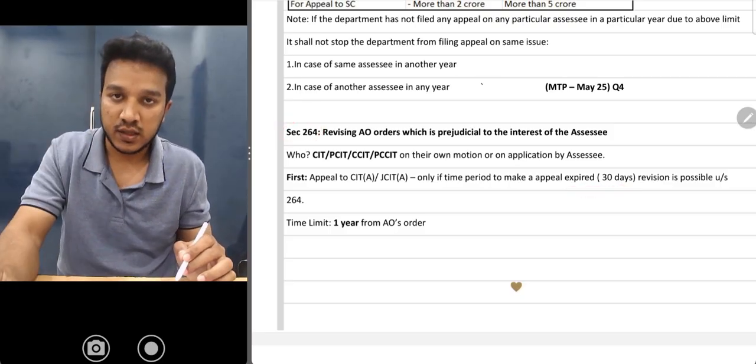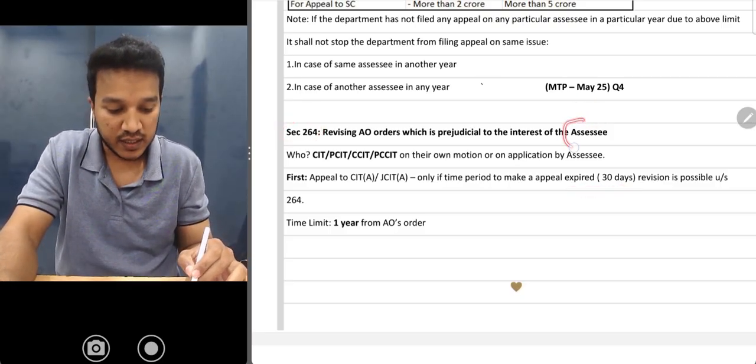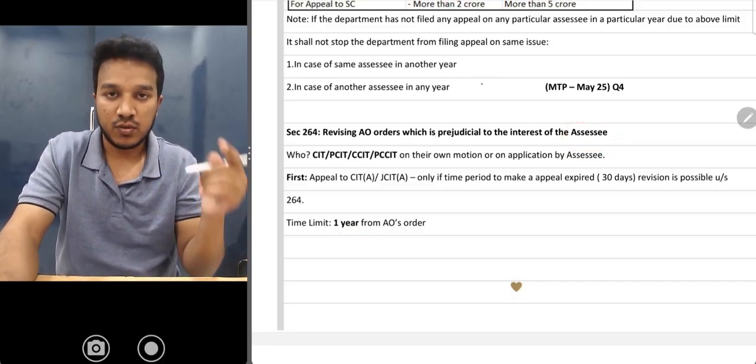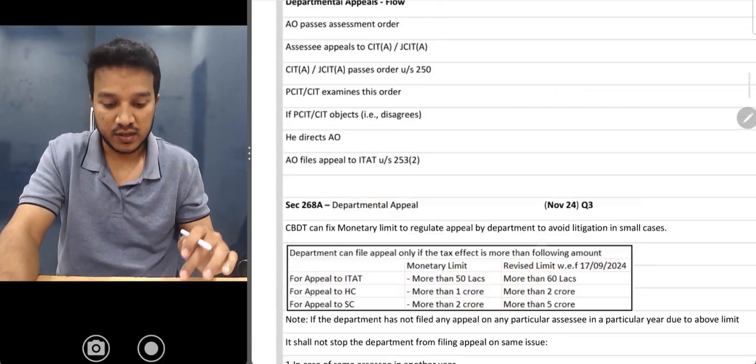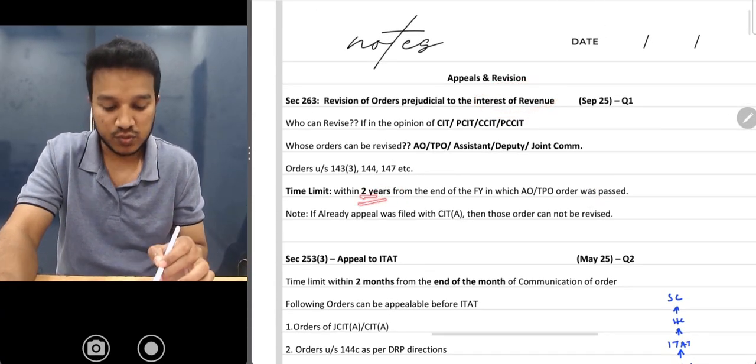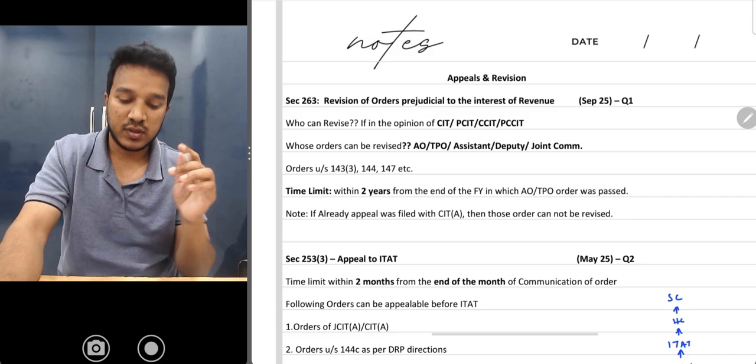Now if you see another point here, this is against the interest of the assessee. What is the time limit? 1 year. Revision can happen only within a period of 1 year. But if it is against the department, if it is against the revenue, the time limit is 2 years. Easy to remember, no? Great.